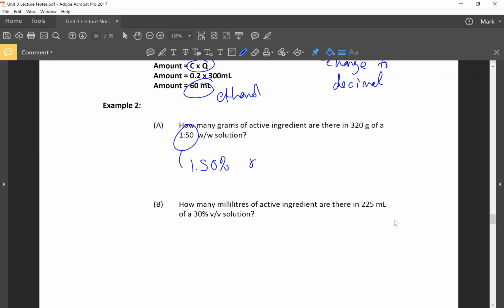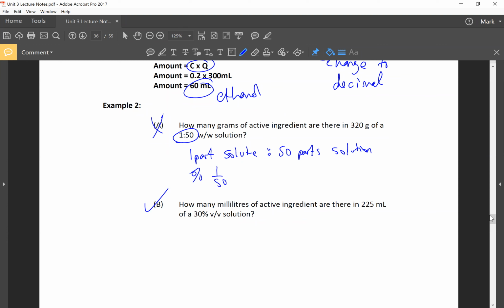Okay. Guys, I wouldn't ask you a question like A. I would ask you one like B. So this is a 1 to 50 solution. What this means is 1 part solute to 50 parts solution. So the percent concentration here is 1 over 50 times 100, of course. So it's going to be 2%.